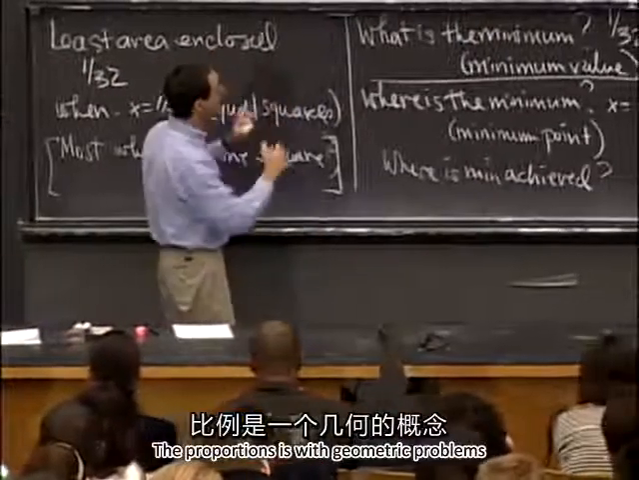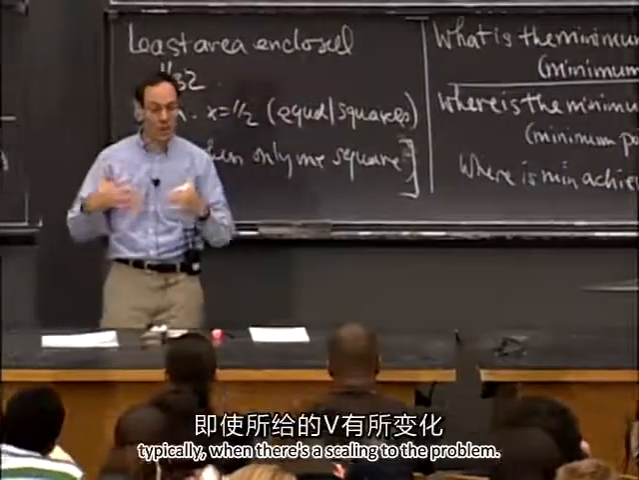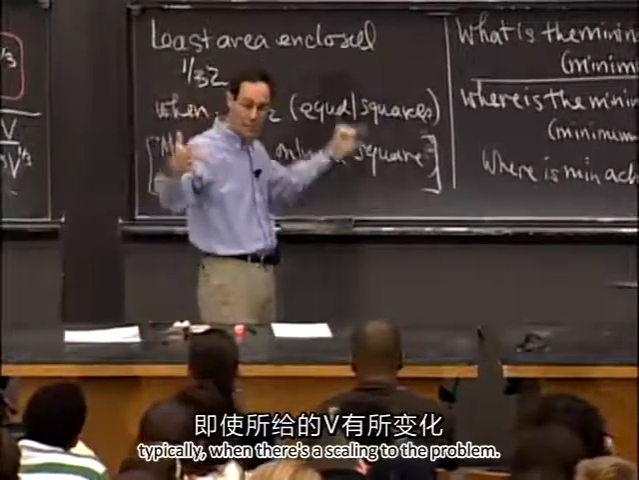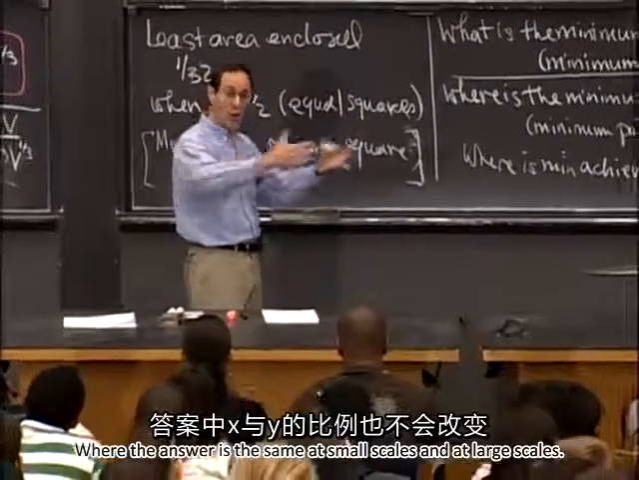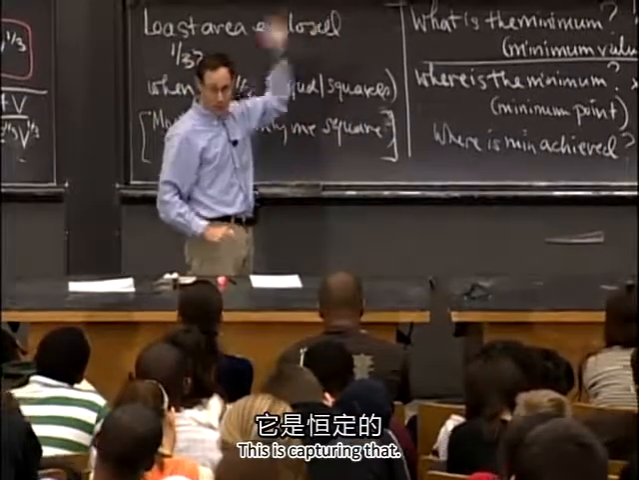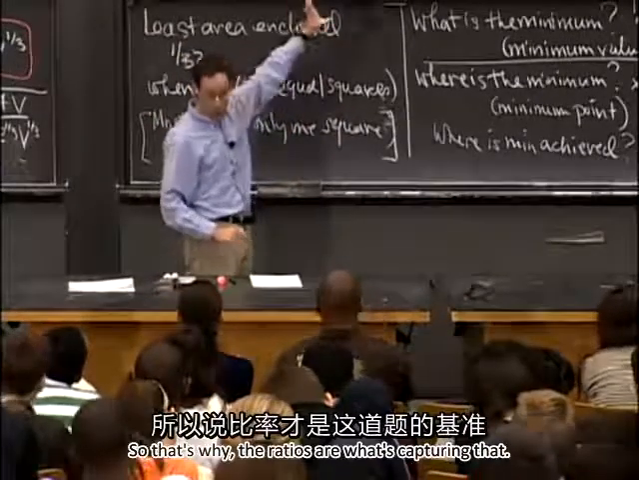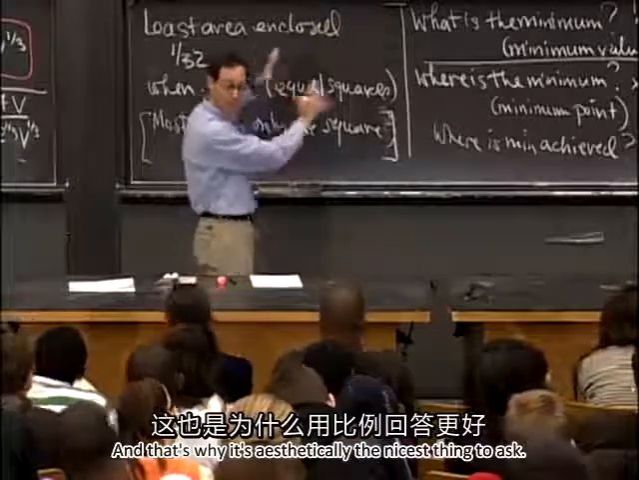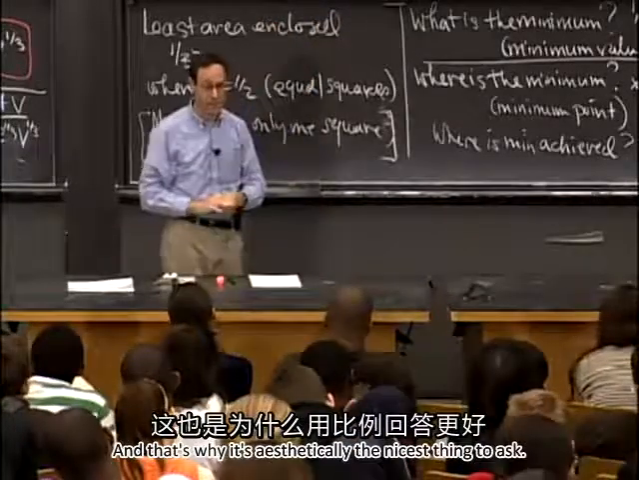The proportions, with geometric problems, typically arise when there's a scaling to the problem where the answer is the same at small scales and at large scales. This is capturing that. So that's why the ratios are what's capturing that. And that's why it's aesthetically the nicest thing to ask.